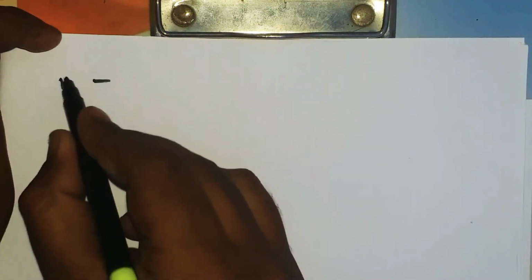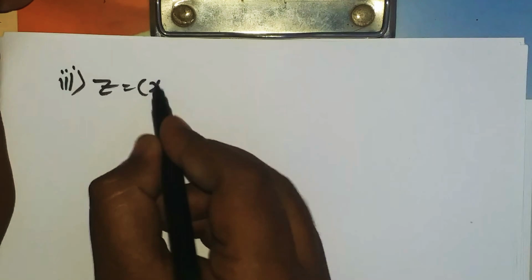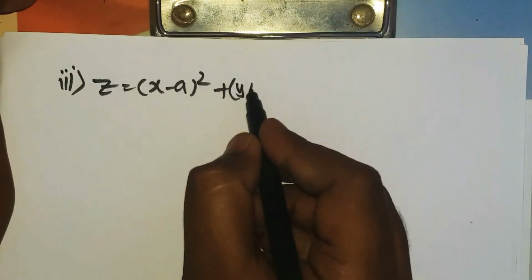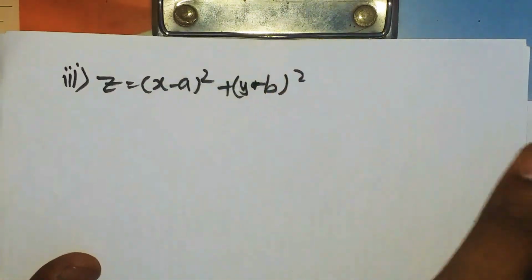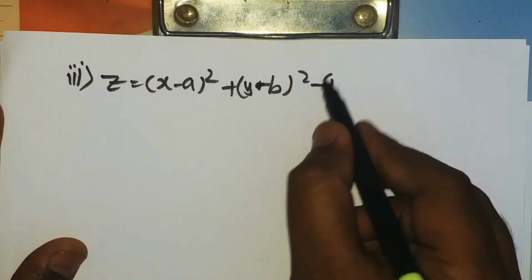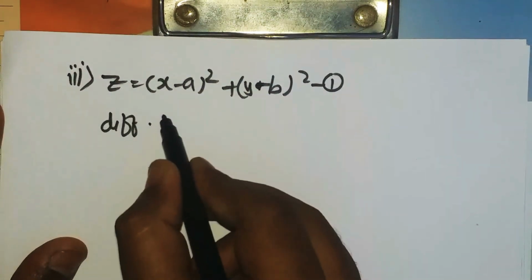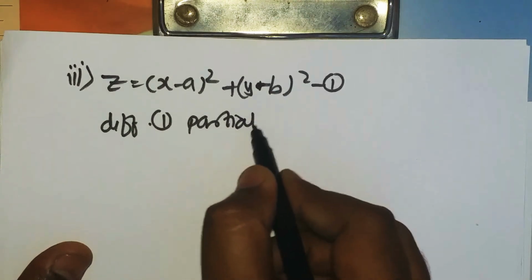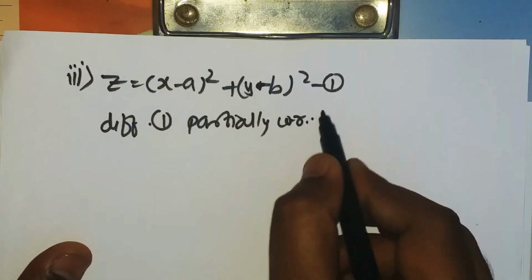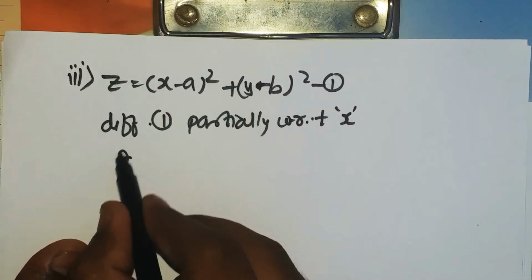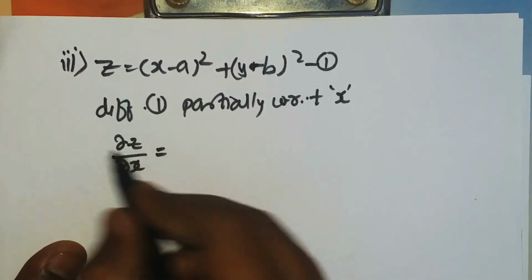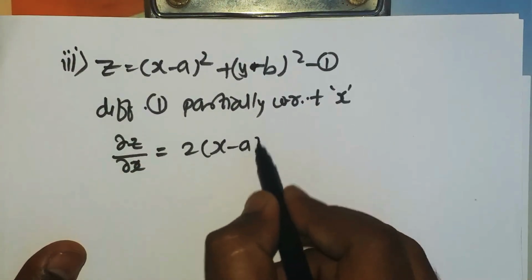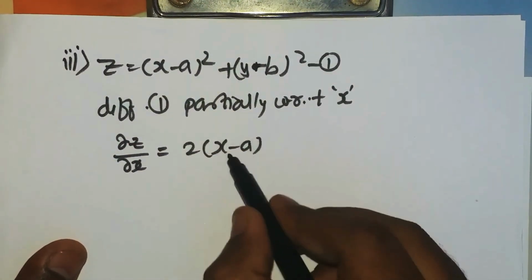Example number 3. The given relation is z equal to (x minus a) whole square plus (y minus b) whole square. Again this equation involves two arbitrary constants, so we need to differentiate two times, one time with respect to x and one time with respect to y. Differentiate partially with respect to x. So what will we get? On the left, del z by del x. You can replace this value by p also. The derivative will be 2 times (x minus a), since we are differentiating with respect to x.